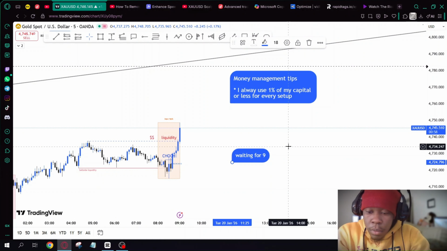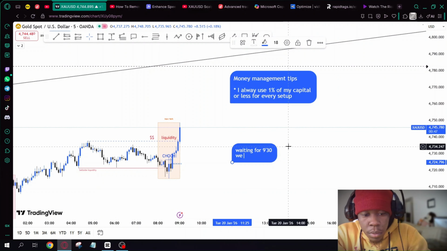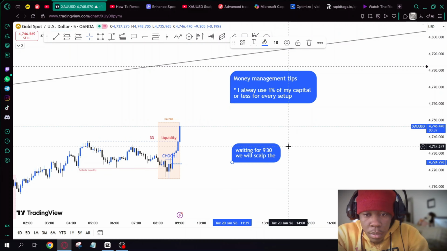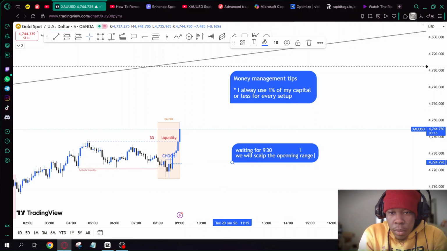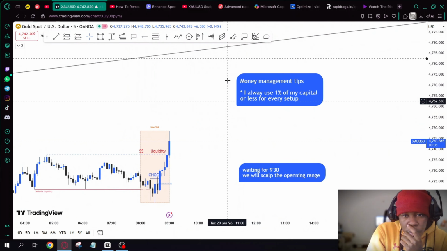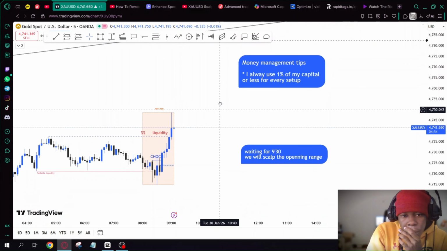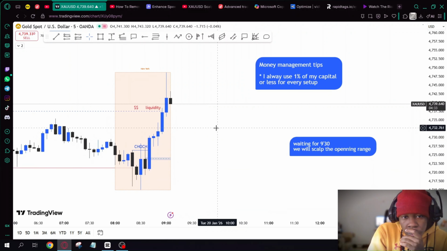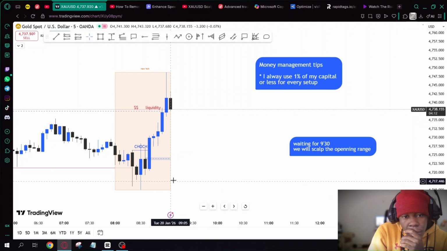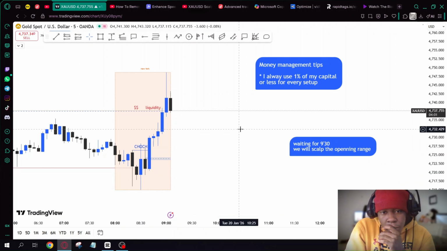So I'm just waiting. Right now we wait for the 9:30 opening range to form, and then I'm going to scalp the 9:30 opening range, the ORB as many people call it. We're going to scalp the 9:30 range. I'm going to show you step-by-step how I scalp and how I took the trades.